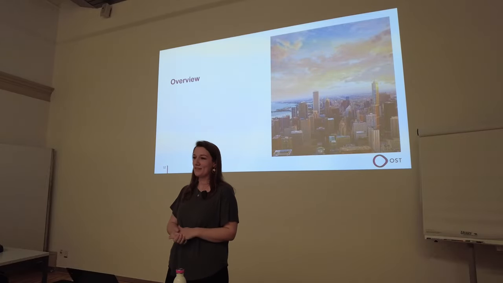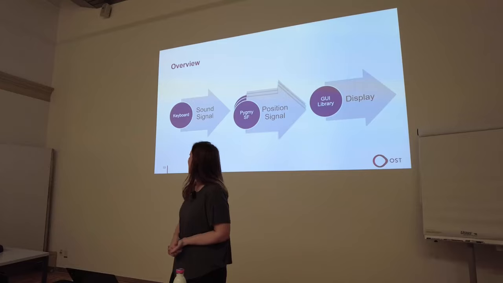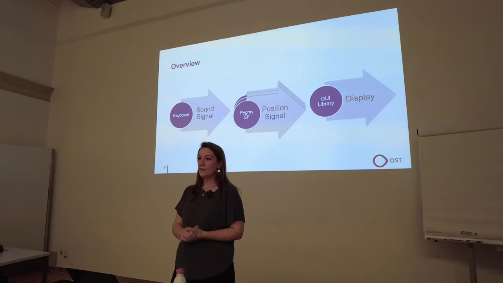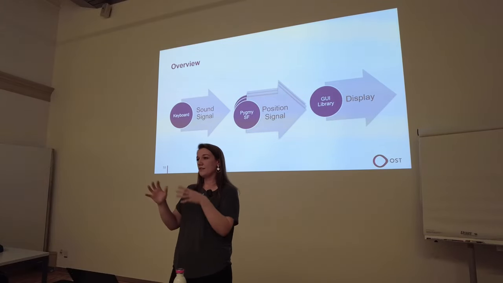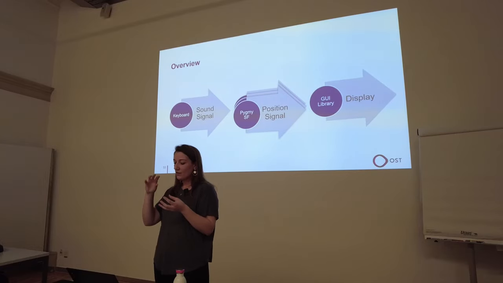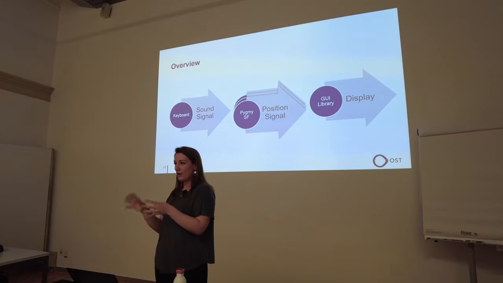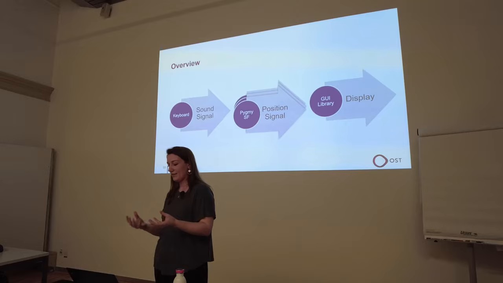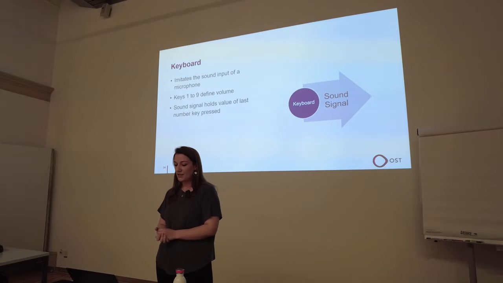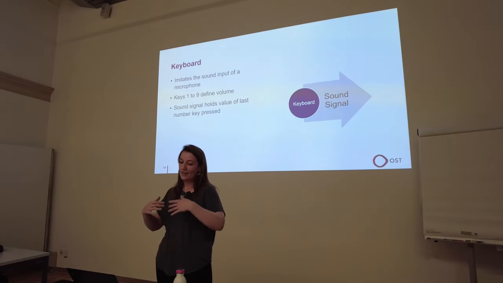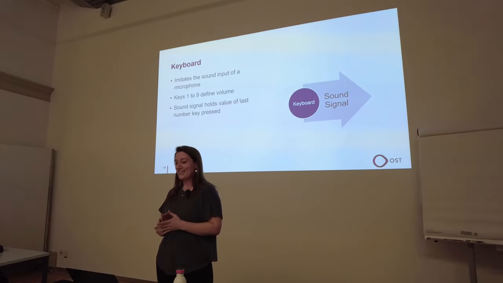So let's have a look at the new design. Here in the middle, you have this pygmy signal function, which is started for each pygmy, and it's producing a position signal. And it adapts this signal to the current program. So the UI library is only drawing pygmies, and it's not doing some animation in the way that you would do it in an imperative style. Let's have a closer look. The input is a keyboard, which imitates the sound input of a microphone.